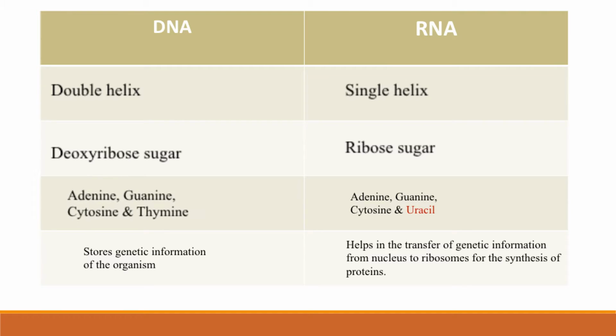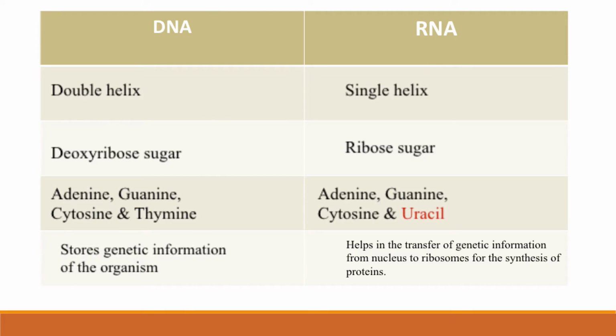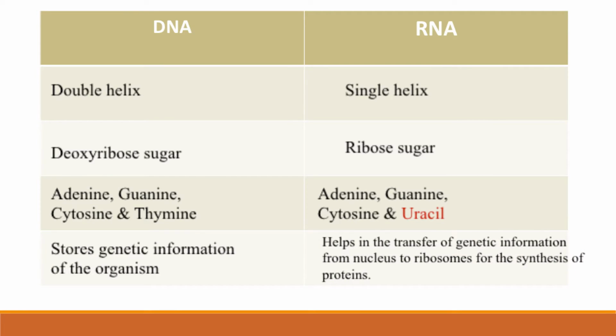The nitrogenous bases are adenine, guanine, cytosine, and thymine in DNA, while in RNA the thymine has been replaced by uracil. DNA stores the genetic information in the organism, while RNA's function is to transfer this genetic information from the DNA to the ribosome for the synthesis of protein.